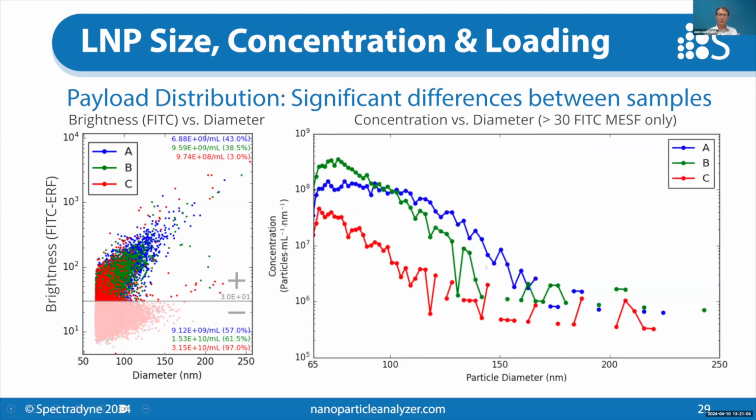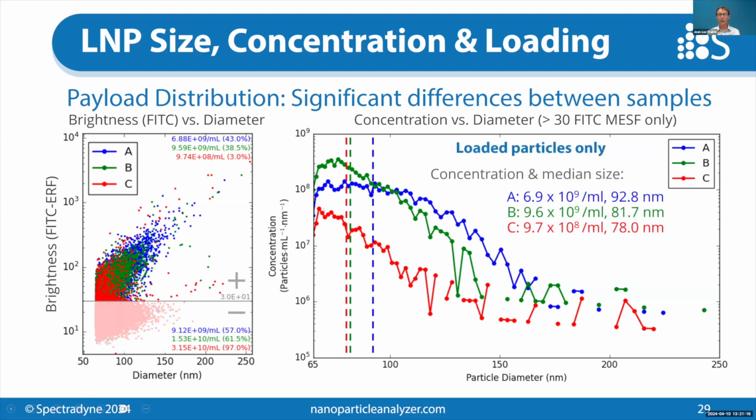So really, this is what you want as a formulation scientist. You want to know what's the size and concentration of the particles that are loaded with the payload, right? And so that's exactly what this is telling you. So in formulation A, we've got a slightly larger median particle size than formulation B, and these are just of the payload carrying particles, right? And again, formulation C is a smaller size of loaded particles and a much, much lower concentration of loaded particles in that formulation. All right.